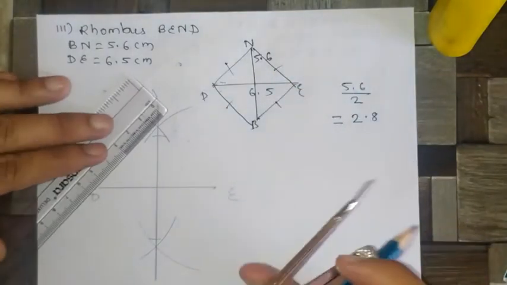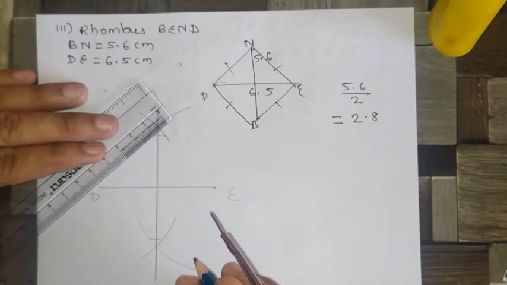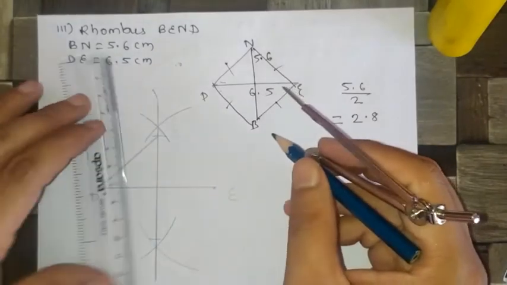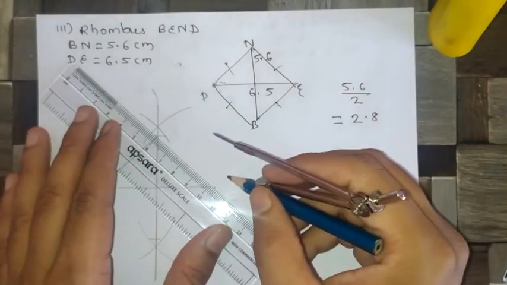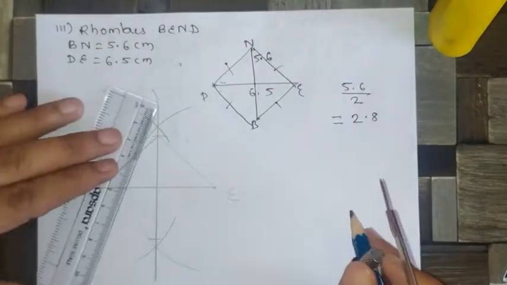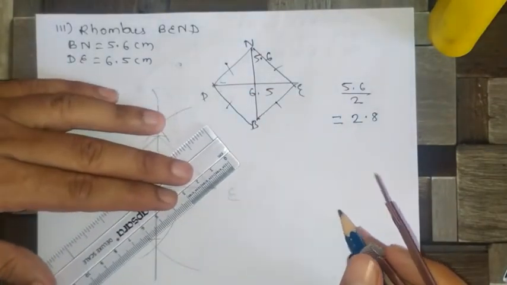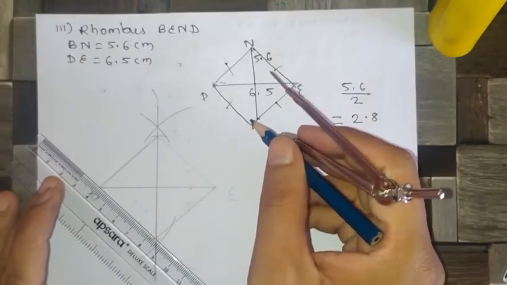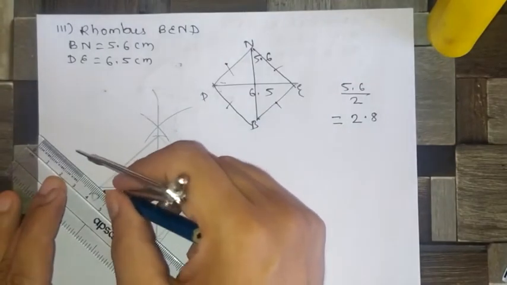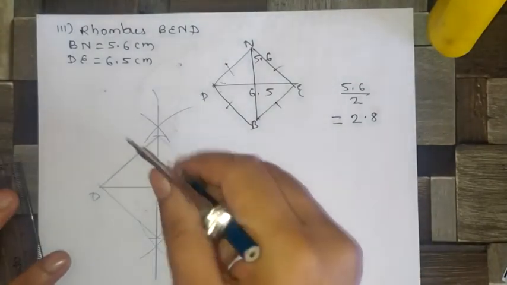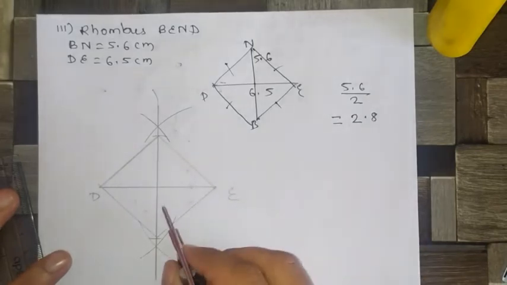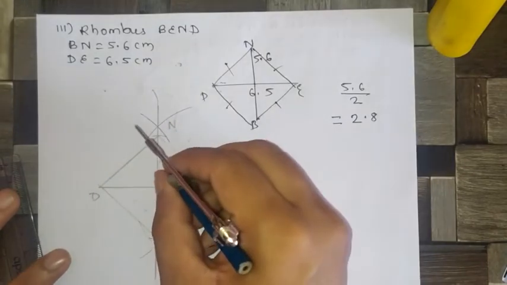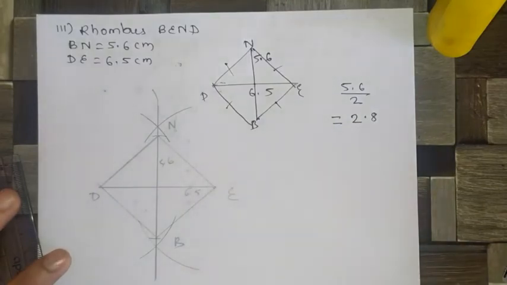Finally we have to, here indirectly we got point of intersection. So you have to join this point with the arc. So you have to join all the four sides. Finally we join all the four sides, and here now we have to give the name. This will be B, this will be N. So finally this measurement was 6.5 and this one we got 5.6, and all the line sides are equal.